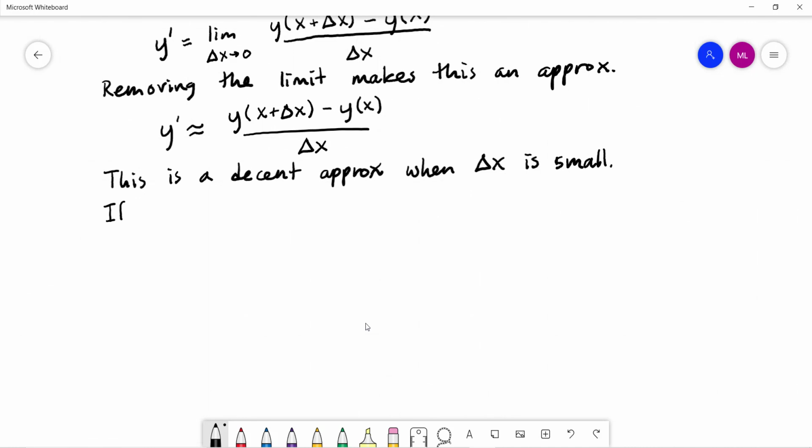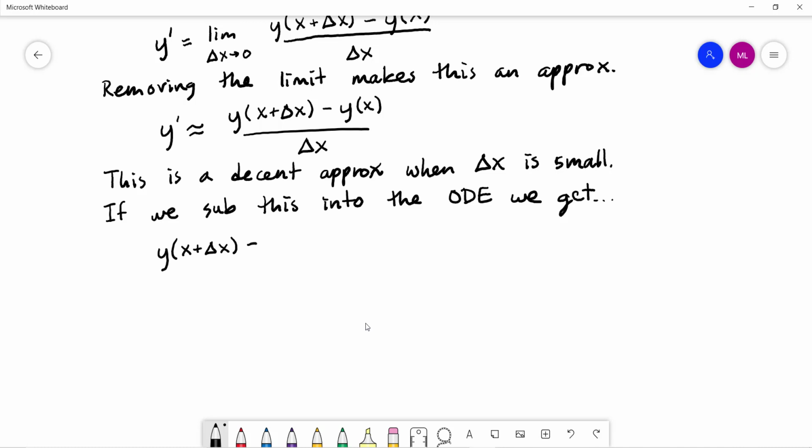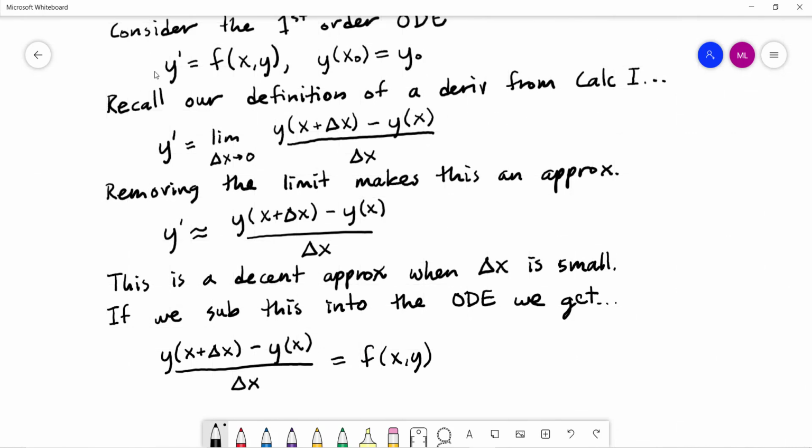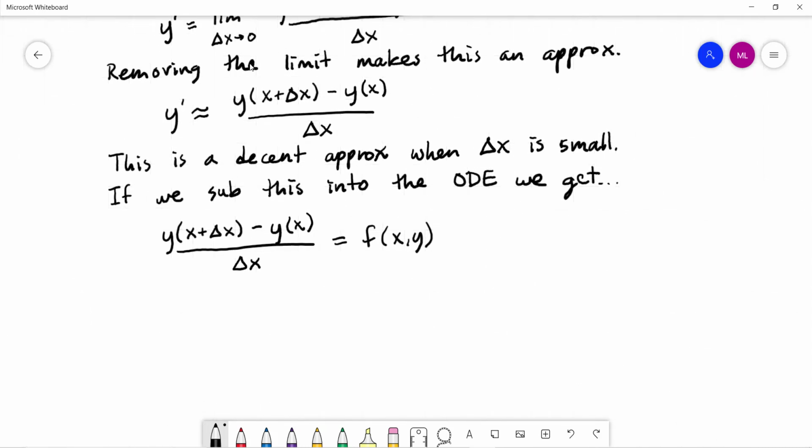So if we plug this into the ODE, or substitute it in, to be slightly more formal, if we sub this into the ODE, we get something that looks like this. I get y at x plus delta x minus y at x over delta x, there's my left-hand side, the y prime term, is equal to some function of x and y, which was our original right-hand side, if I can scroll up and remind you here. So this is basically what we're looking at.